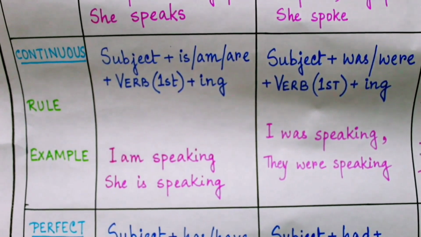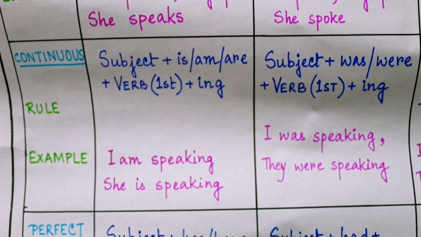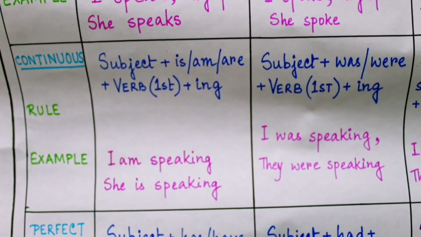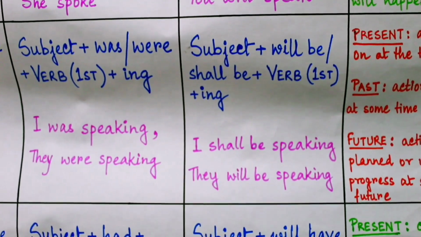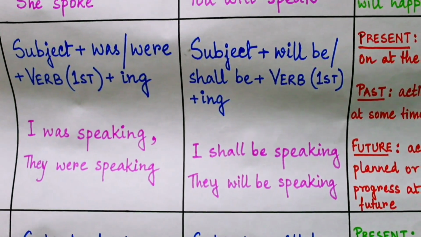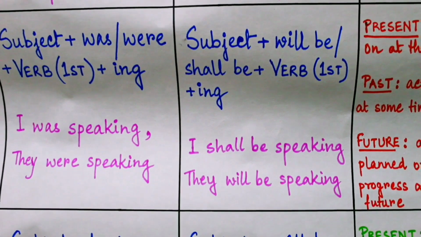The only thing that changes is "is," "am," or "are" becomes "was" or "were" in case of past. The third is future continuous tense. Subject plus will be or shall be plus verb in its first form plus ing.